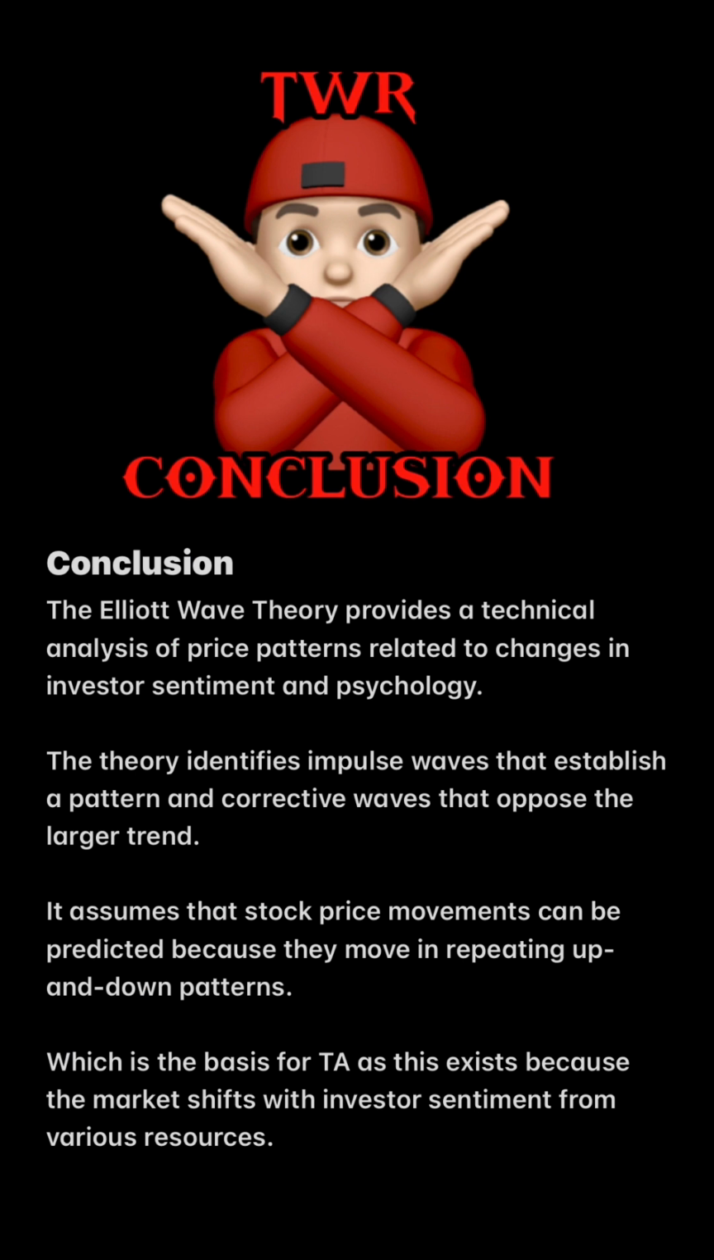The Elliott Wave Theory provides a technical analysis on price patterns related to changes in investor sentiment and psychology. The theory identifies impulse waves that establish a pattern and corrective waves that oppose the larger trend. It assumes the stock price movements can be predicted because they move in repeating up and down patterns, which is the basis for why it exists, because the market shifts with investor sentiment from various resources.